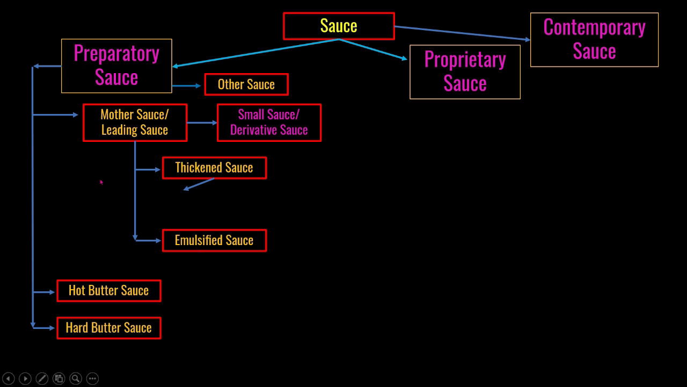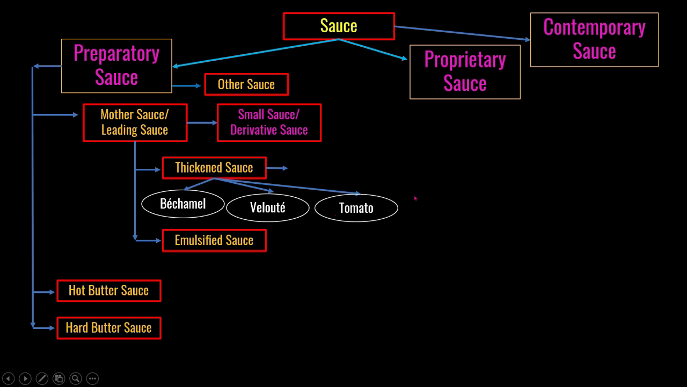Now coming back to the thickened sauce. There are four different kinds of thickened sauce. Number one is known as bechamel sauce, also known as white sauce. Then another one is known as the velouté sauce. Third one is known as tomato sauce. And fourth one is known as espanol sauce. These are the four sauces coming under the thickened sauce category.